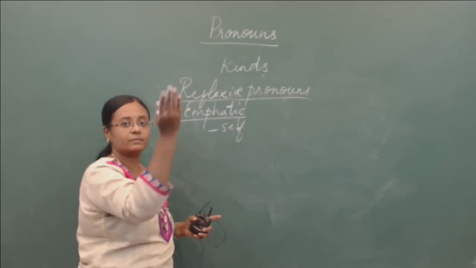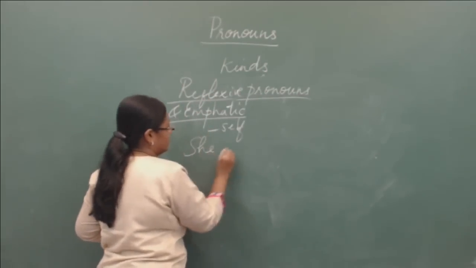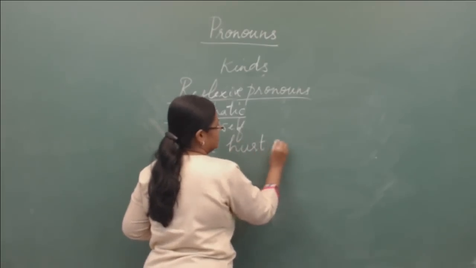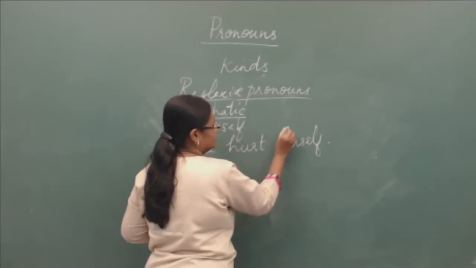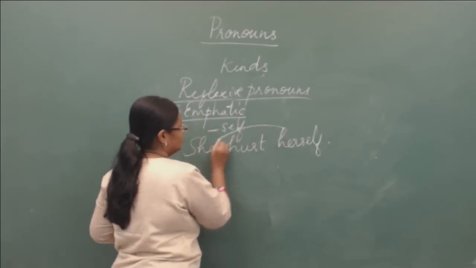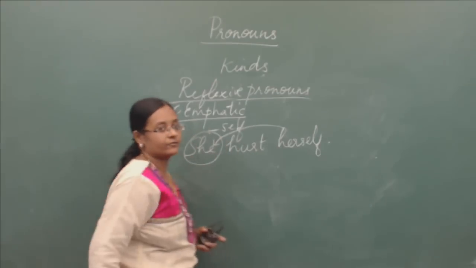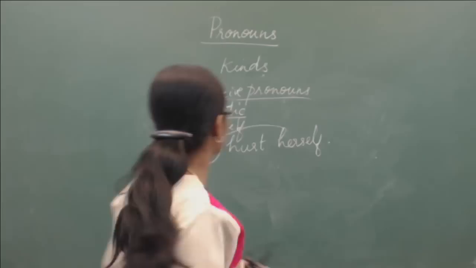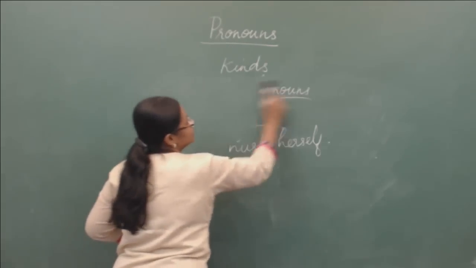Reflexive, because it reflects back on the same subject. She hurt herself. So here the pronoun talks about the subject once again. So it is reflexive. So this is all with the kinds of pronouns.